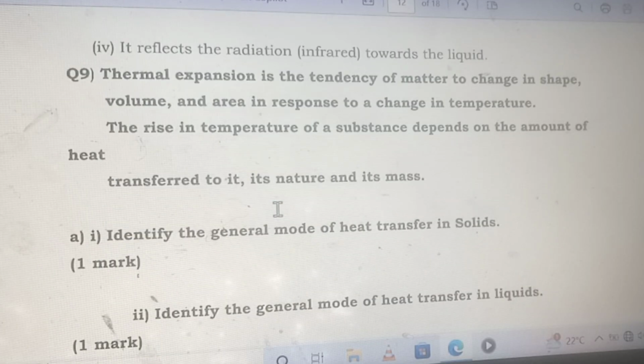And also in this unit, we see that we have question 9, thermal expansion: the change of a matter in shape, volume, or area in response to a change in temperature. The rise in temperature of a substance depends on the amount of heat transferred to it, its nature and its mass. These questions, question 8 and question 9, come from the national examinations of 2024, 2020, and 2013 in section B.